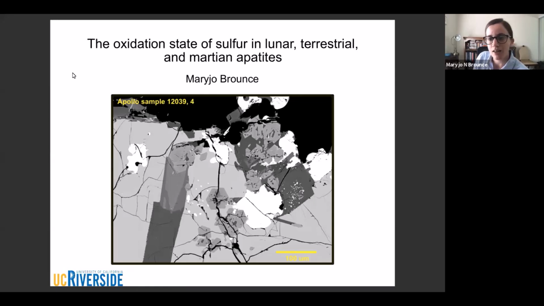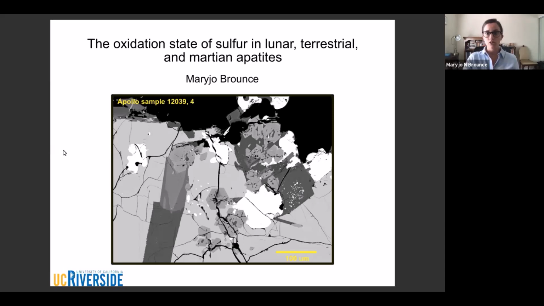I'm going to talk about the oxidation state of sulfur in apatites, which is a phosphate mineral that's found in a variety of rocks from the moon, from Earth, and from Mars. On the title slide here, I'm showing you a backscatter electron image of an Apollo rock sample recovered from the moon by the Apollo astronauts on the 12th mission. And the apatites are these medium gray, hexagonal shaped grains that you're looking at in this diagram.